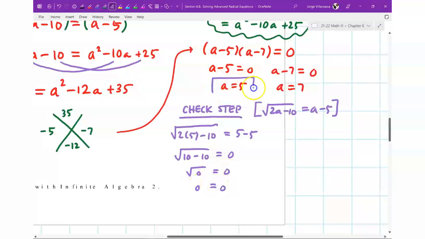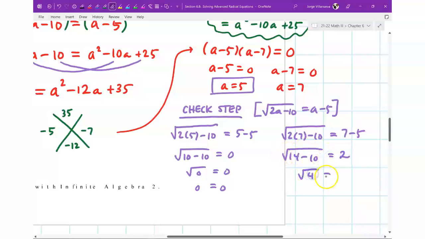So here's one answer. What about 7? Well, the square root of 2 times 7 minus 10 is equal to 7 minus 5. So that's 14 minus 10 is equal to 2. 14 minus 10 is 4, so square root of 4 is equal to 2. So 2 is equal to 2. That checks out just fine. So this is a good answer.